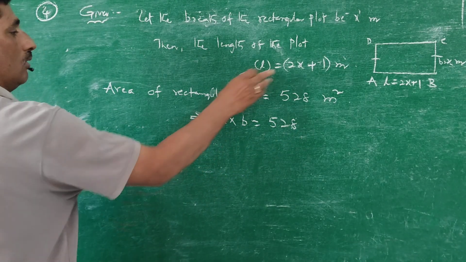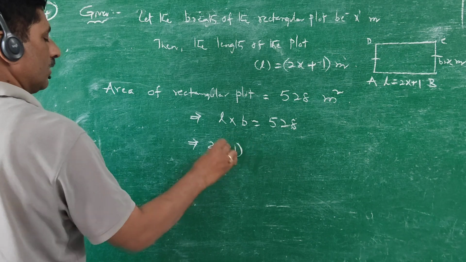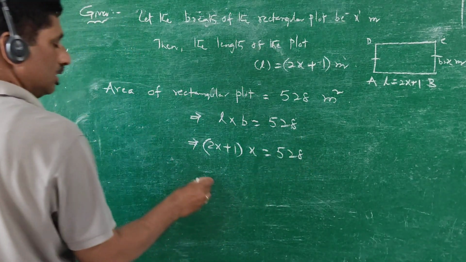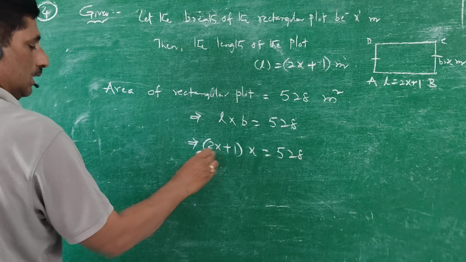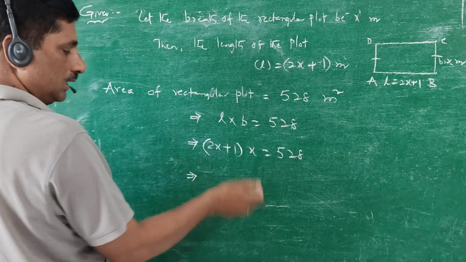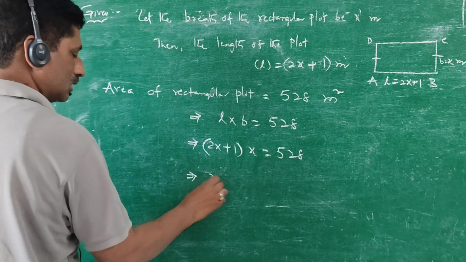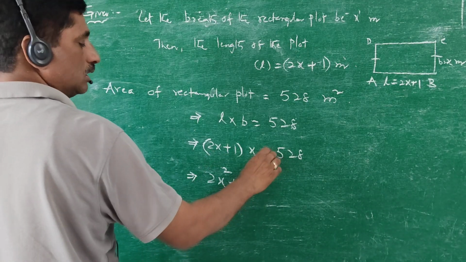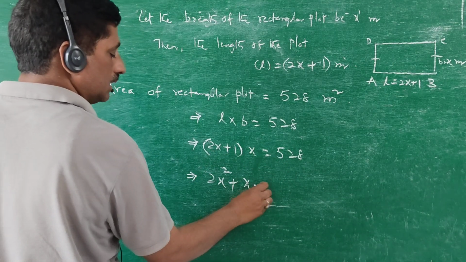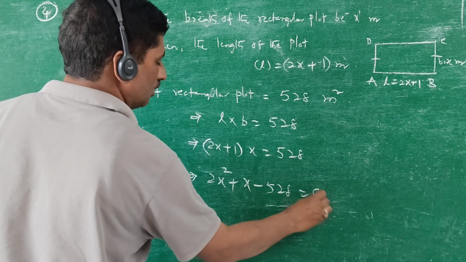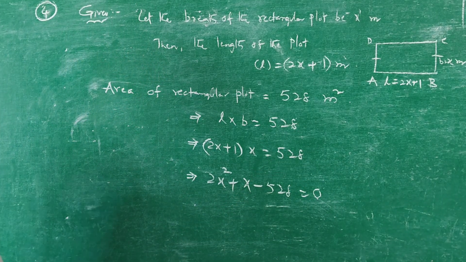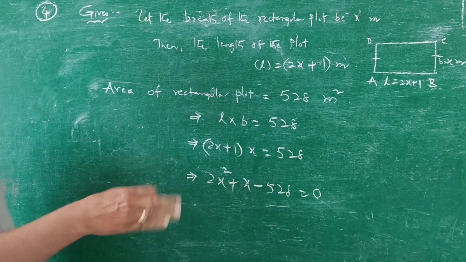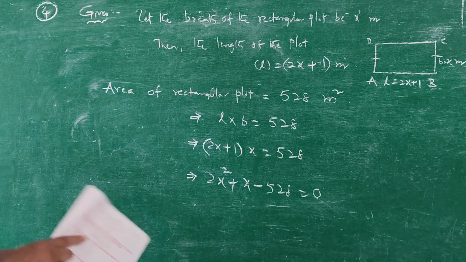Then what is the L value here? 2x plus 1, into what is the breadth here? x, that is equals to 528. Then I should multiply the terms inside the bracket with x: 2x into x, 2x square, plus 1 into x, x. This 528 will transpose to the left side, then it will be minus 528, that is equals to 0. There is no term on the right side. So of course it is a quadratic. So I make this situation into a quadratic equation form. That's it, right?